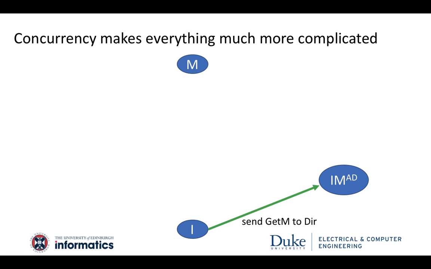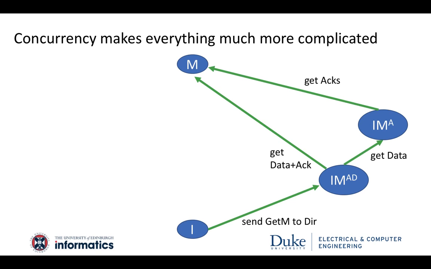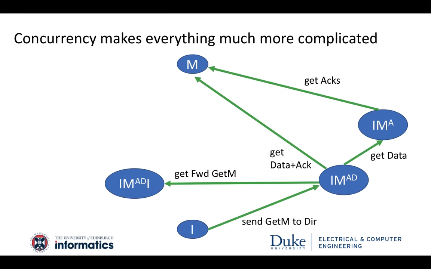Let's look at how we really get from state I to state M. First, there's an intermediate state when we send the request and are awaiting one or more response messages. And it's still fairly simple if we get a single response that completes the transaction. But what if the directory sends us data and tells us to wait for acknowledgments? And what happens if requests from other cores arrive in the middle of all of this?